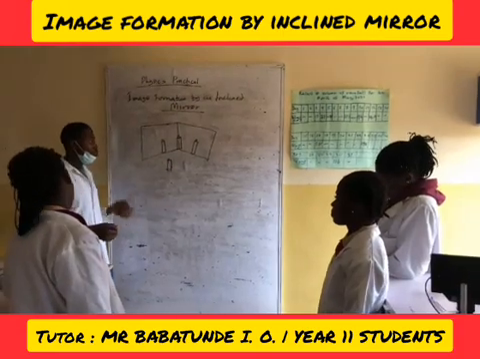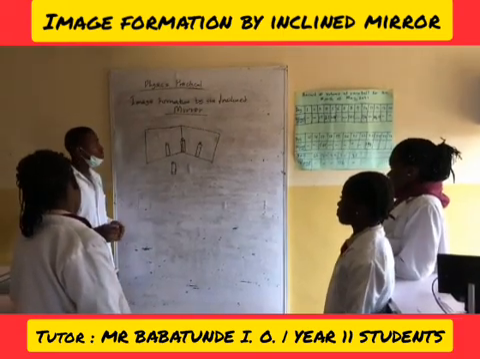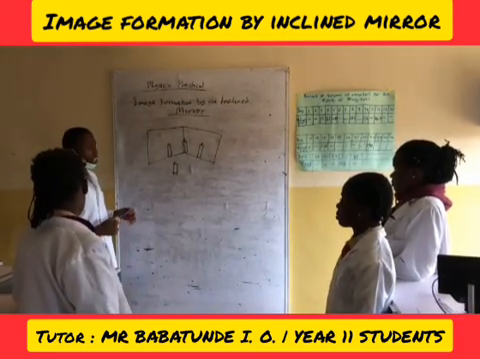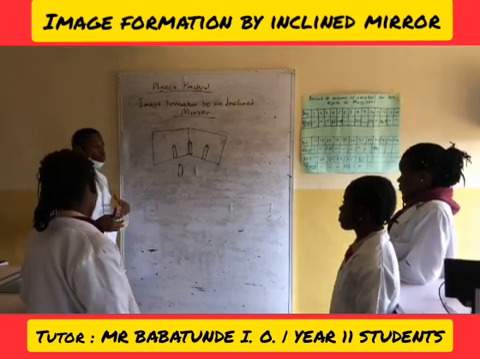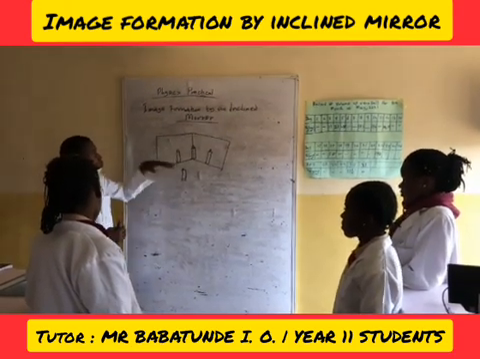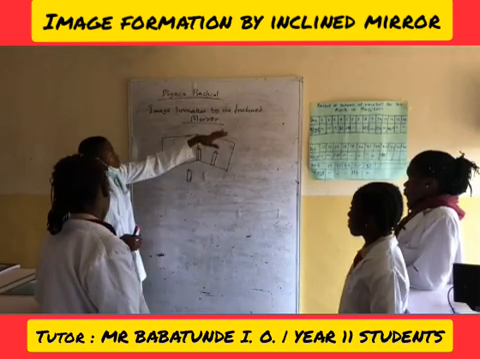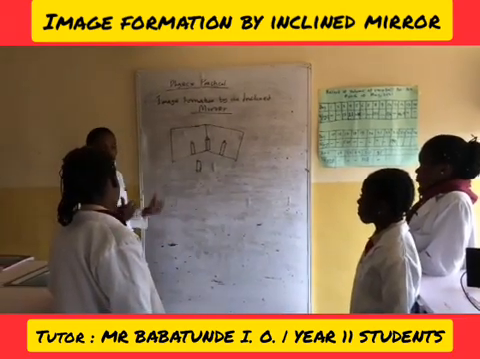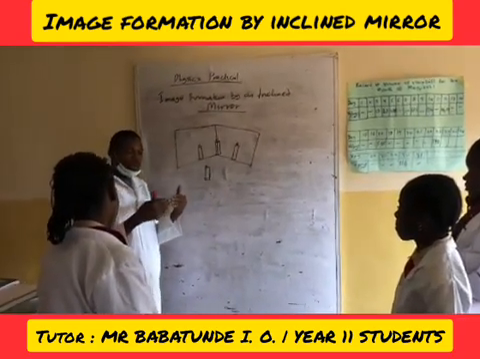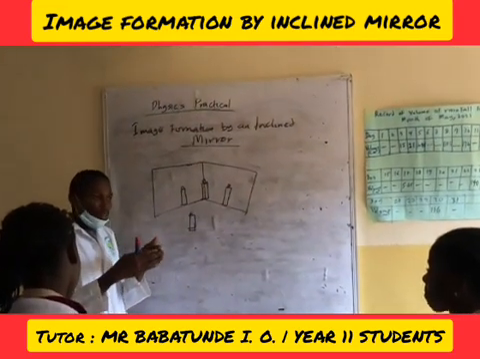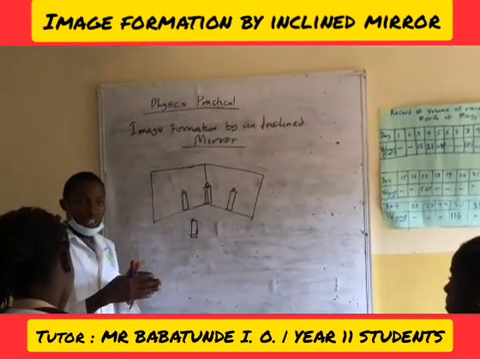This morning we want to do a short practical demonstration about the image formation by an inclined mirror. I will start from the word inclined mirror. Inclined mirror means we have a situation where you have two mirrors that are placed at a particular angle with each other. Are you getting me now?